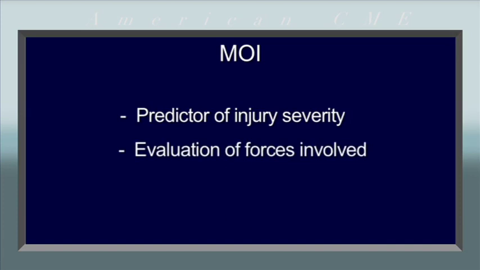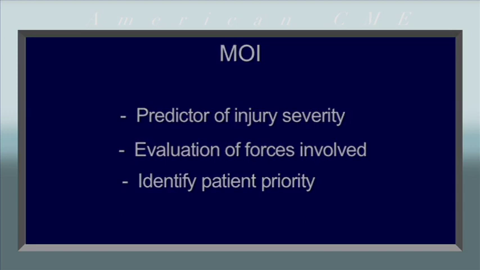In turn, that helps us predict injury patterns and helps anticipate patient priority. A severe mechanism of injury may by itself indicate the need for a high index of suspicion for internal injuries even when outward signs of serious injury are absent.